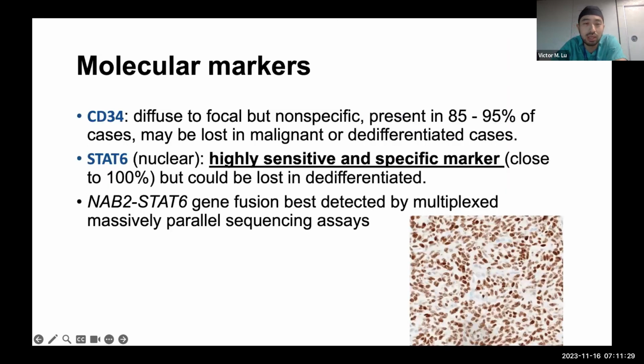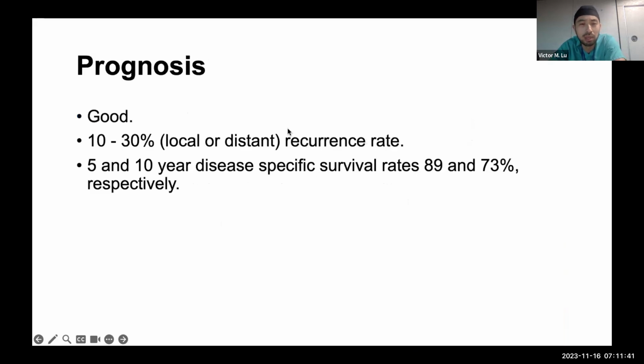And as Dr. Gultekin said, there are various markers for this, but STAT6 is truly the characteristic marker for that, and that's secondary to the gene fusion that drives the molecular biology. Ultimately, prognosis is good. There is a recurrence rate, as we saw in our patient here, with specific survivals above 70% at 10 years.